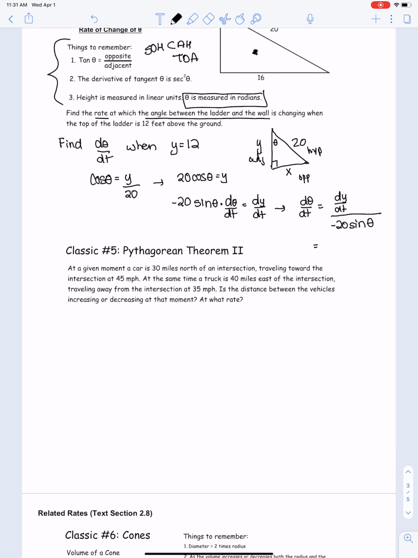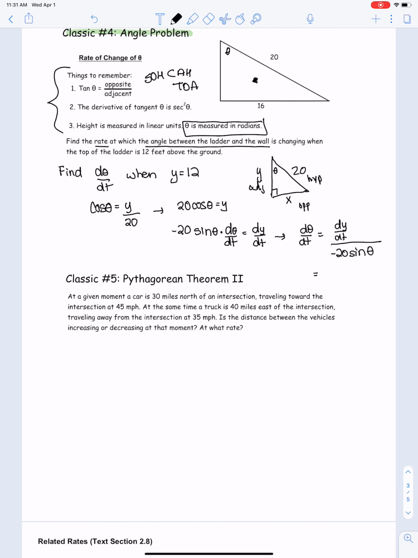So dy dt is what I just solved for in the question above. Negative 16 over 3. Divide by negative 20. And my sine of theta is, now when I have the value subbed in at that specific instant in time, this is 20, this is 12, and this is 16 we calculated. My sine of theta is opposite over hypotenuse, which is the 16 over 20. So when we work that out, we get 1/3 radians per second, which is the units of theta with respect to time.